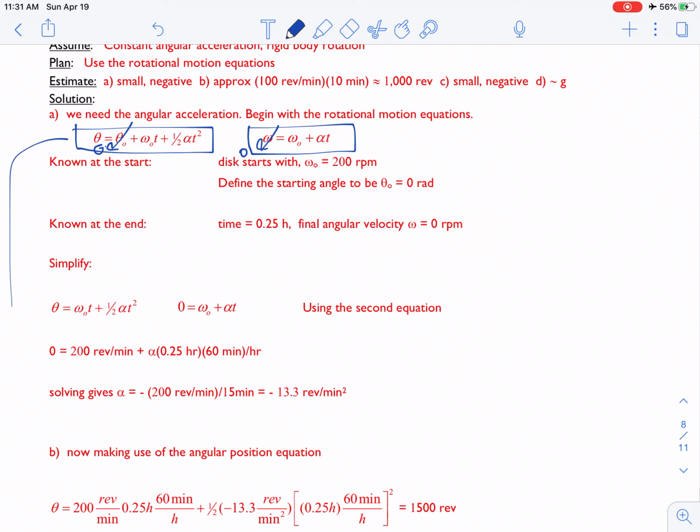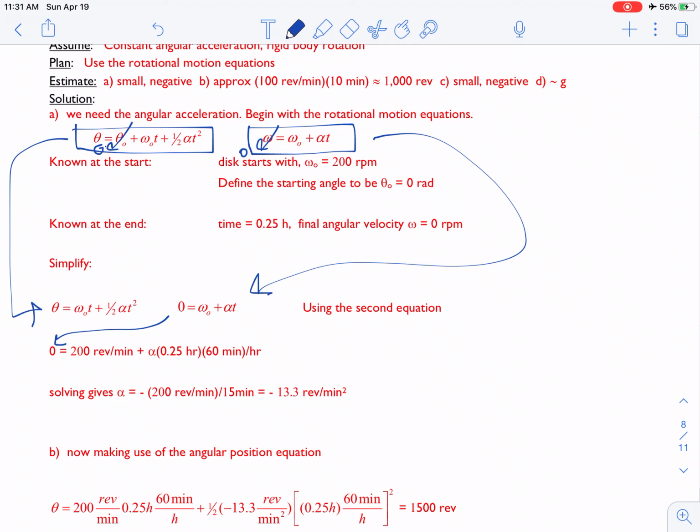So theta becomes, theta 0 goes to 0. So omega 0 times time plus 1/2 alpha t squared. So just like we're writing the simplified version of the equations. Since omega is 0 for the angular velocity, we have 0 equals omega 0 plus alpha times t. That's the second equation.